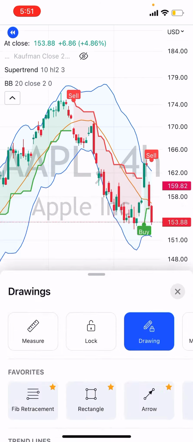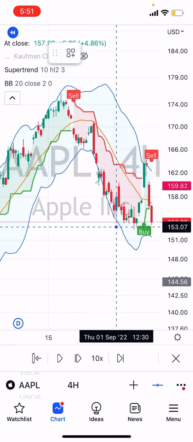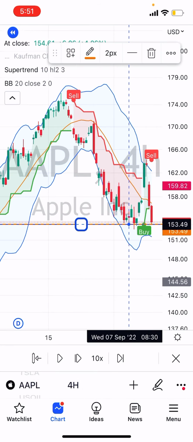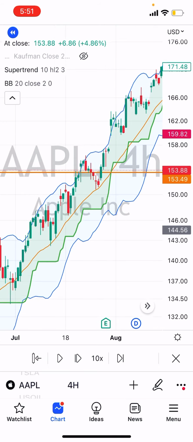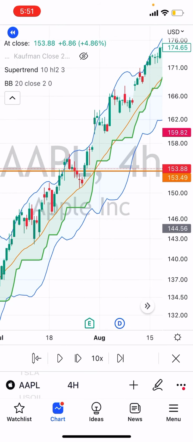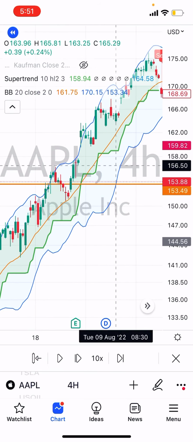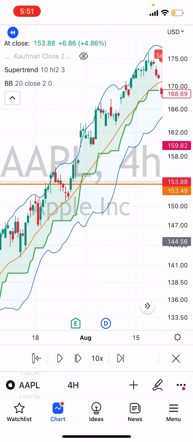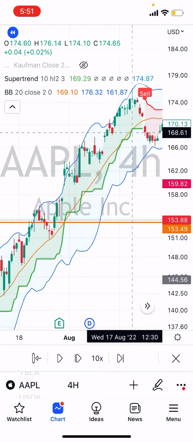Now I'm going to place a horizontal line right here at the lowest low. We look at the past. Price breaks structure down here and down here. I'm sorry, up here and up here.